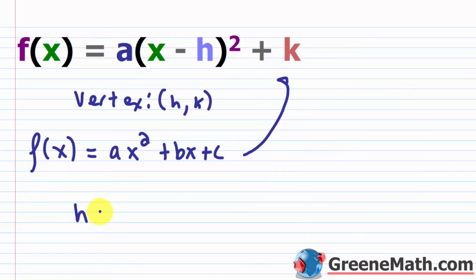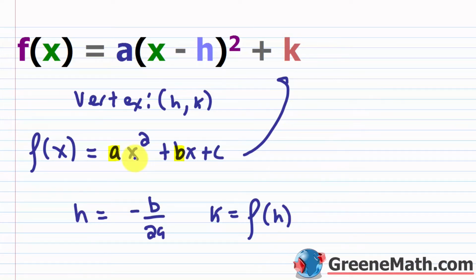So this h is found as negative b over 2a. Again, this is b, the coefficient for x to the first power. This is a, the coefficient for x squared. So that gives me h, or my x coordinate for the vertex. And then once I have that, I can plug in whatever that value is for x in my function, and I can find out what y is. So you could really just say that for k, it's f of h, because all I'm doing is plugging in whatever h is for x in that function to find out the y value for the vertex.